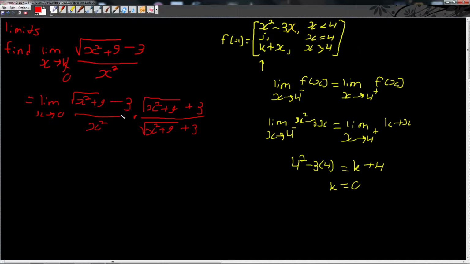Now, once you multiply these two expressions together, you get the limit as x approaches 0 is equal to, the square roots here cancel out, so it's just x squared plus 9, and then negative 3 times positive 3, that's negative 9, over x squared times square root of x squared plus 9 plus 3.